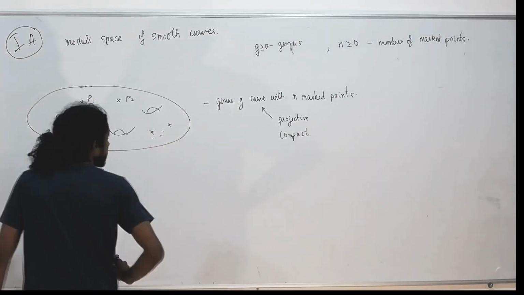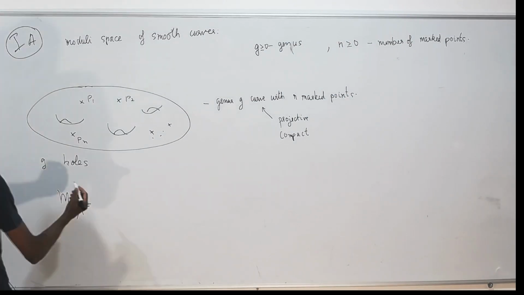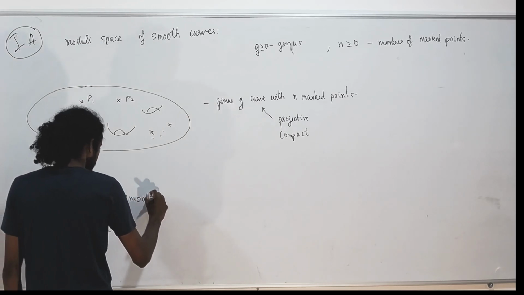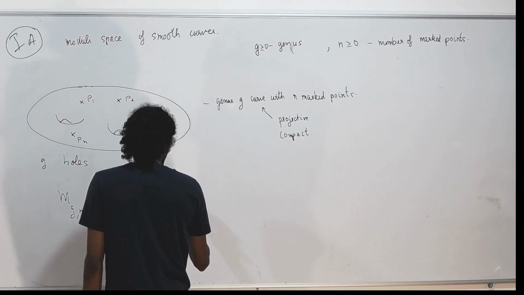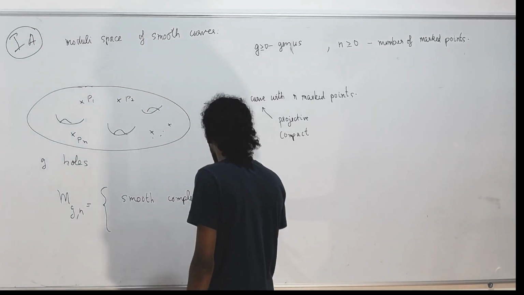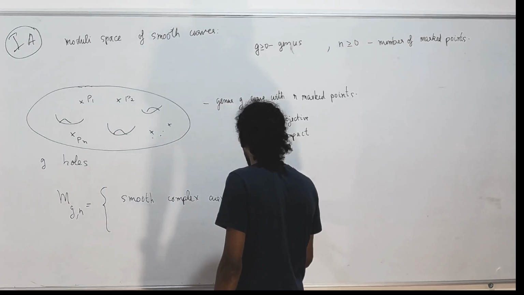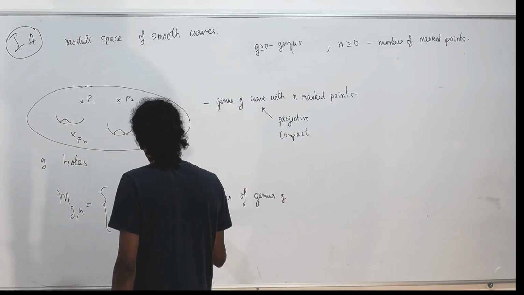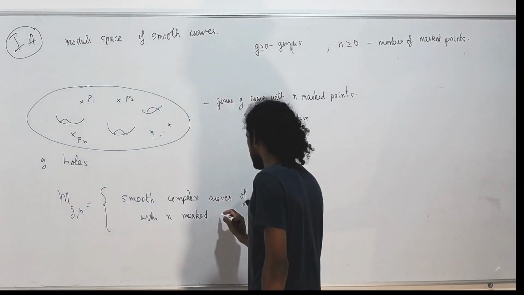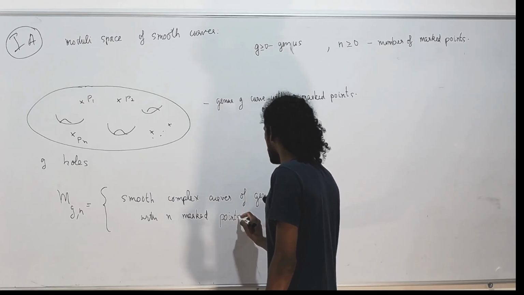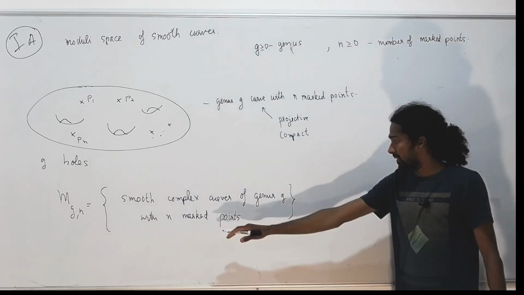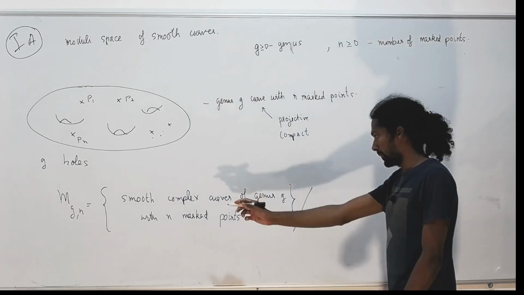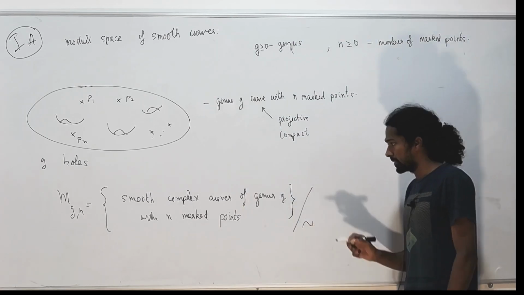Okay, so first we want to look at smooth curves. So this is going to be the moduli space of smooth complex curves of genus g with n marked points. We require that the marked points are distinct. And we will always consider this up to isomorphism, like usual.